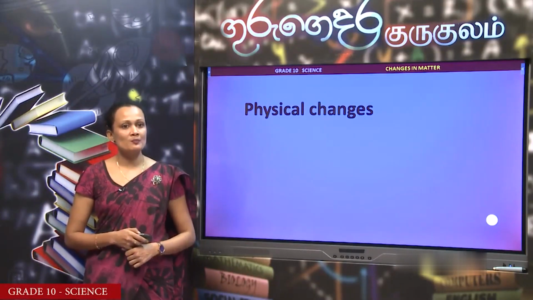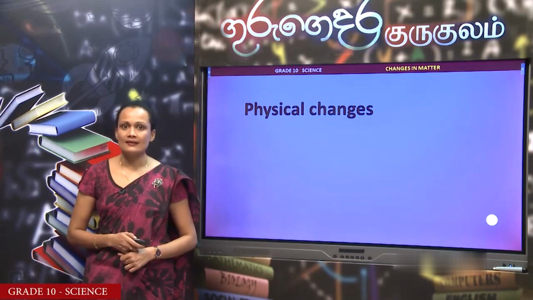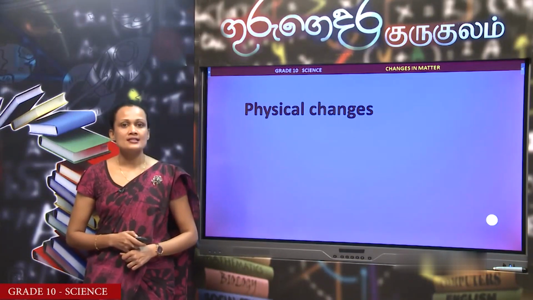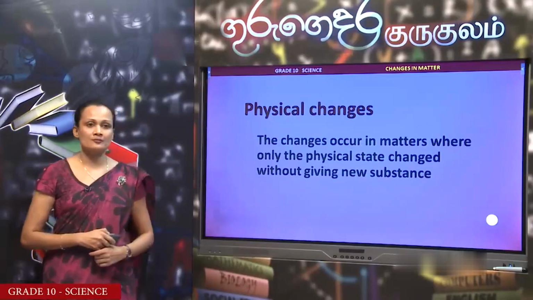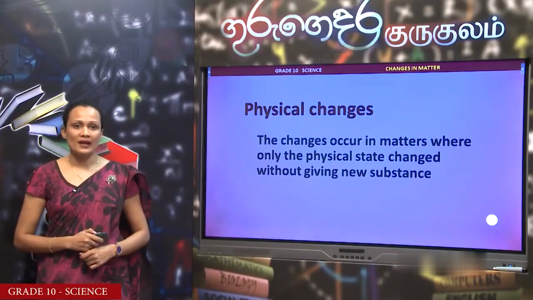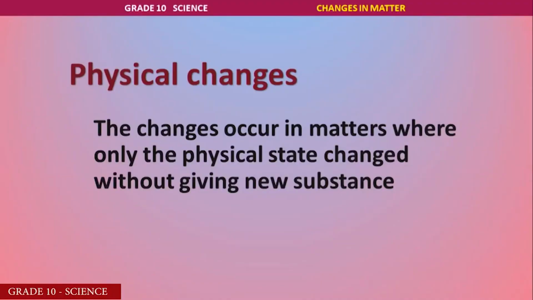So if we consider the matters we discussed, they are present in three physical states. Sometimes changes occur in matter by changing only their physical state, by making some changes in their physical properties. So if we get such changes, we can consider them as physical changes. Look at the definition: the changes that occur in matter where only the physical state changes without giving new substances. Simply, we can define it as physical changes.